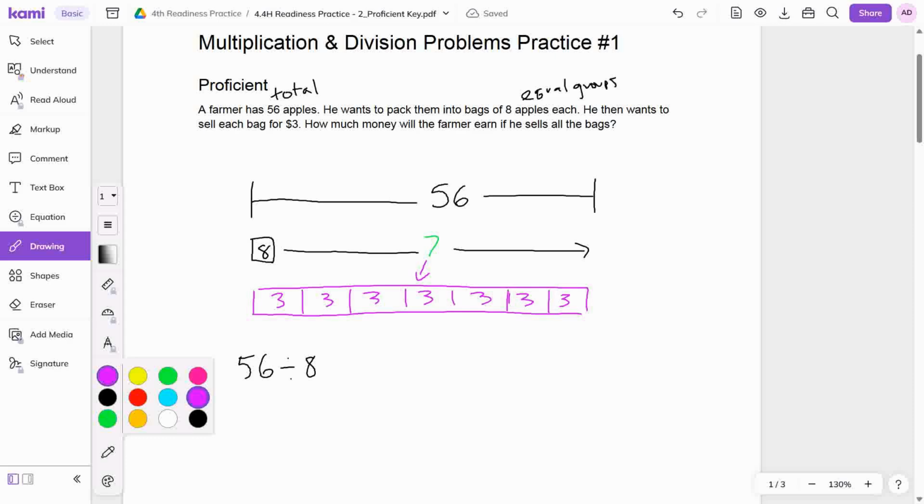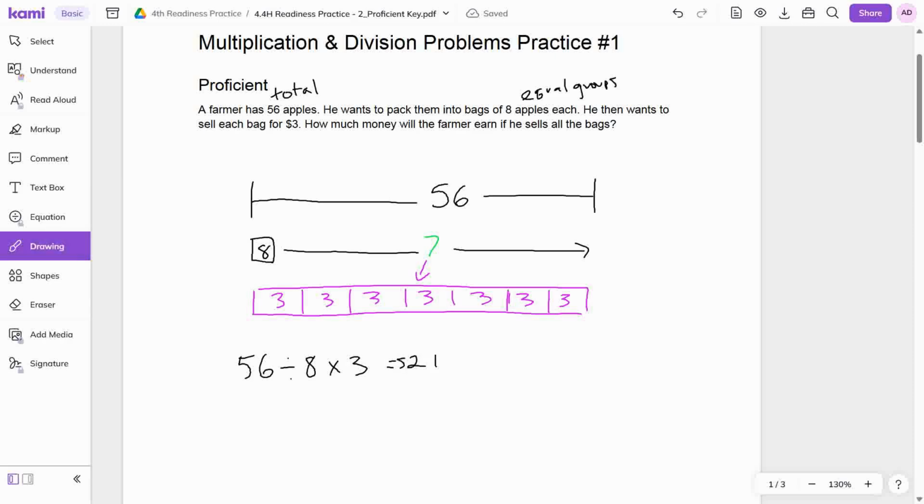So now what I need to do is I need to multiply that by 3. So I've got my 7 times 3, and that's going to equal 21. That's 7 sets of 3, and that's going to equal 21. And since we're dealing with dollars and cents, let's go ahead and put that back on there. And we'll say he will earn $21. So 56 divided by 8, and multiply that by 3.